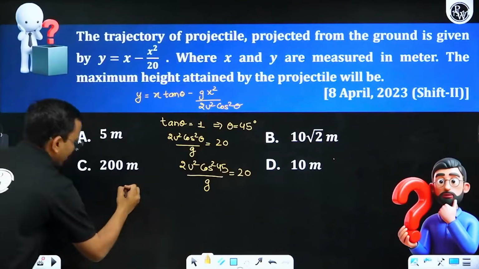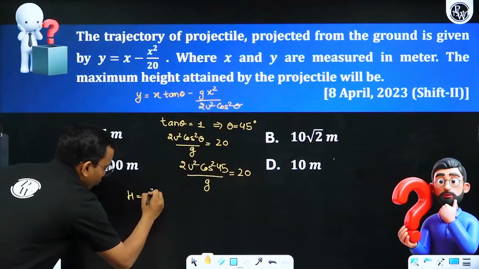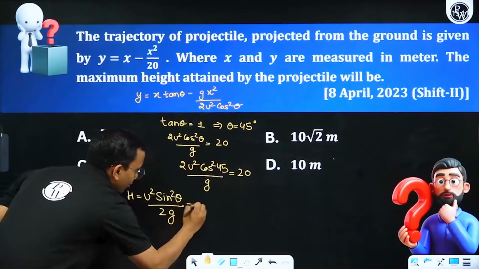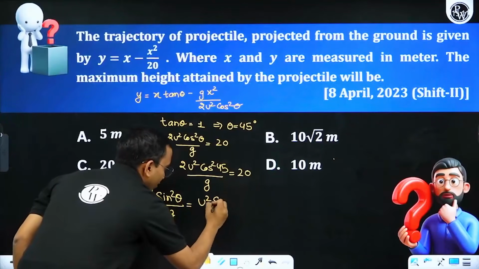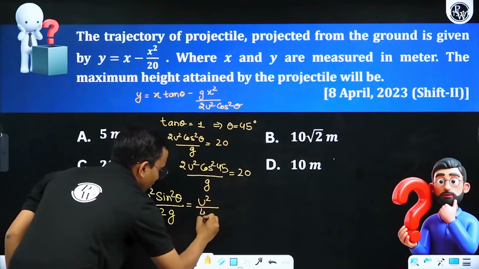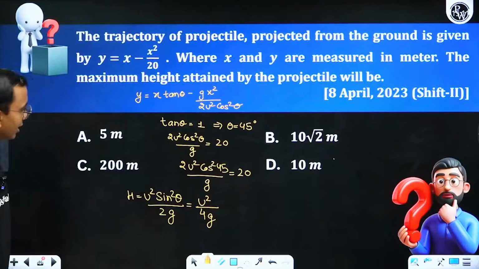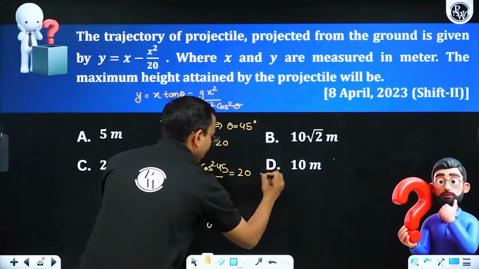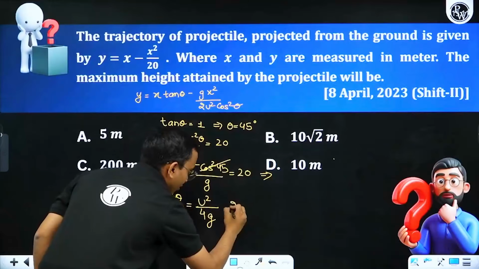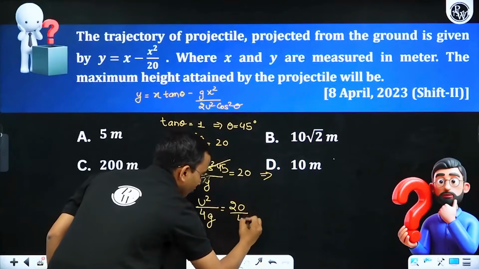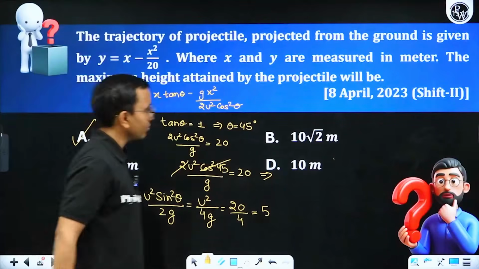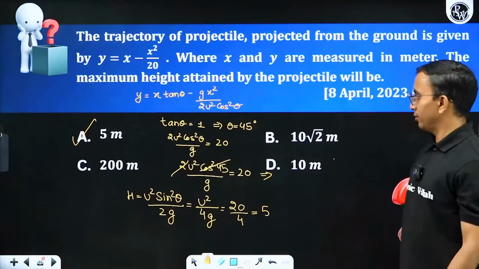What is the formula of h max? H I know, that is u square sine square theta by 2g. Means u square sine square 45. What is that? 1 by 2 by 2g. So 4g. Getting it? And from here if I find this is 1 by 2. So u square by g is 20. So I'll put it here. U square by g is 20. So 20 by 4, that is 5. Option A. That is 5.